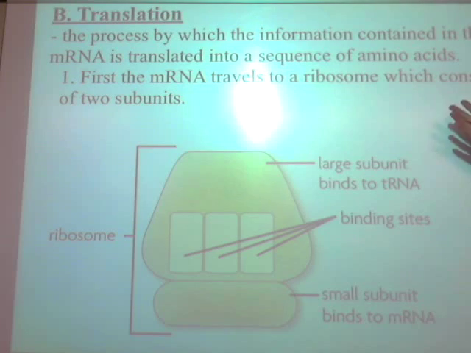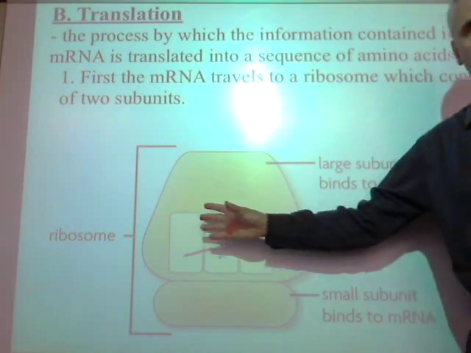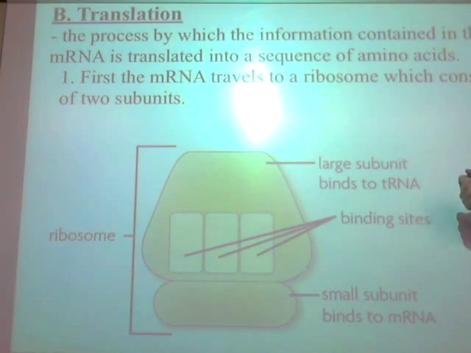First, the messenger RNA travels out of the nucleus into a ribosome, and that consists of really two units. You may notice them kind of fit together in the previous animation. And there are binding sites. You may have noticed that as well. You're going to see it again in the animation.